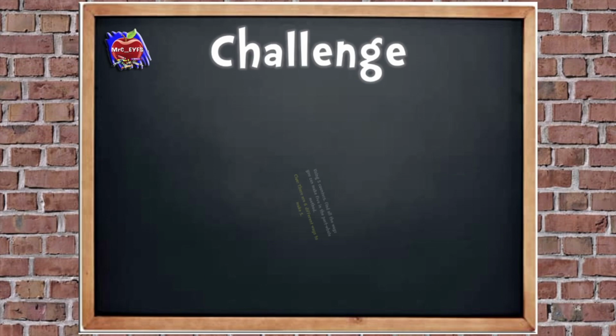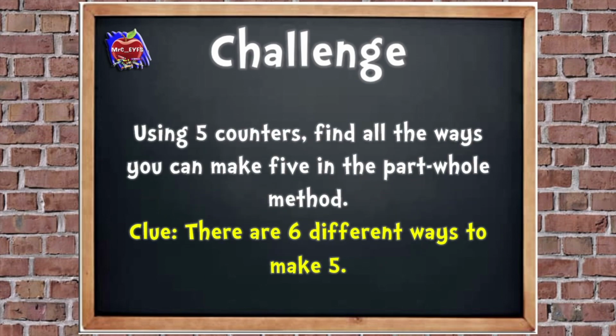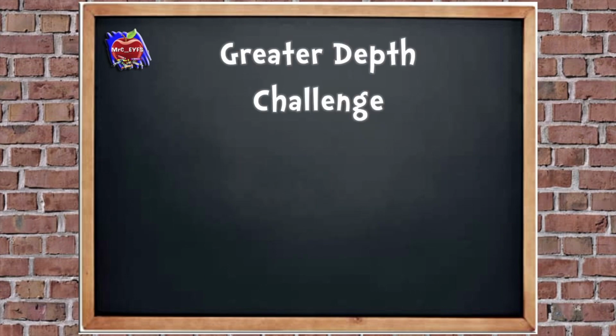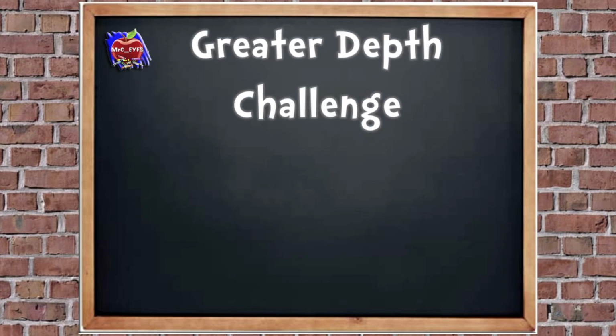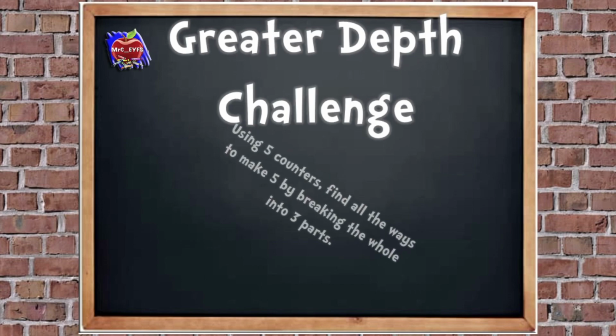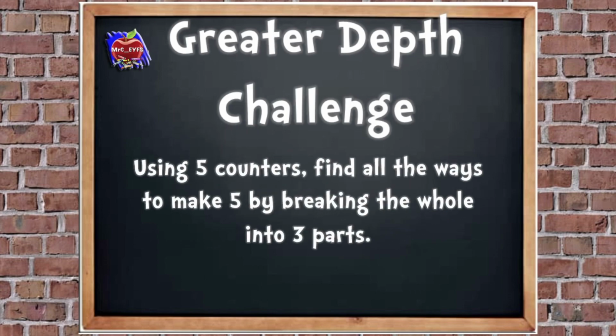Right, so here's your challenge for today. Are you ready? Right, using 5 counters, can you find all the ways you can make 5 in the part whole method? So, here's a clue. There are 6 different ways to make 5. Can you find all of them? Then once you've done that, here is your greater depth challenge. So, using 5 counters, can you find all the ways to make 5 by breaking the whole into 3 parts?